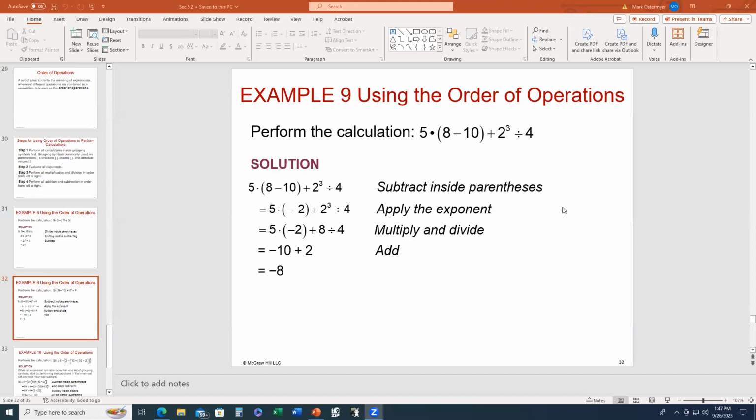All right, here's a much more involved problem. What would we do first? We have parentheses. I see exponents. I see multiplications, divisions, additions, subtractions. What do we do first? Parentheses. The action begins in here. 8 subtract 10 is the same thing as 8 plus a -10, which gives us a what? -2.